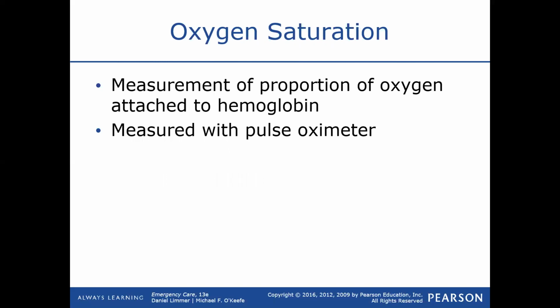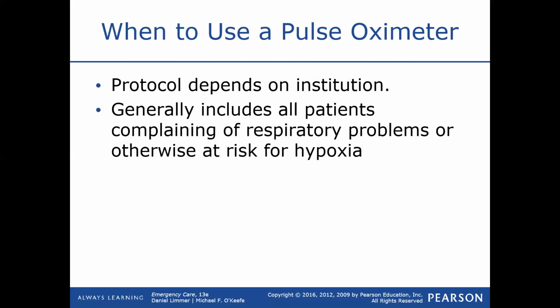Oxygen saturation. This is where we use our pulse oximeter. It is considered one of our vital signs to get an oxygen saturation. It's the measurement of the proportion of oxygen attached to the hemoglobin, and it's measured with a pulse oximeter. It's a fancy little tool. It measures the amount of oxygen in the blood, and it gives you a number in percent. We should be seeing 95% or higher. 100 is great. 96 is fine. If they start getting below 95, we need to start considering giving them supplemental oxygen.